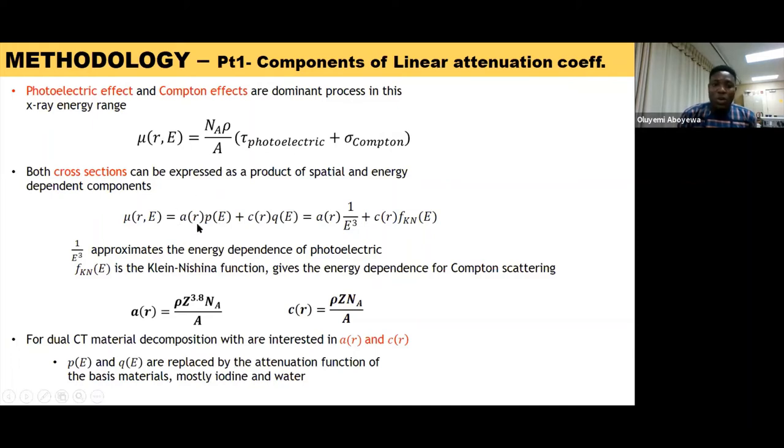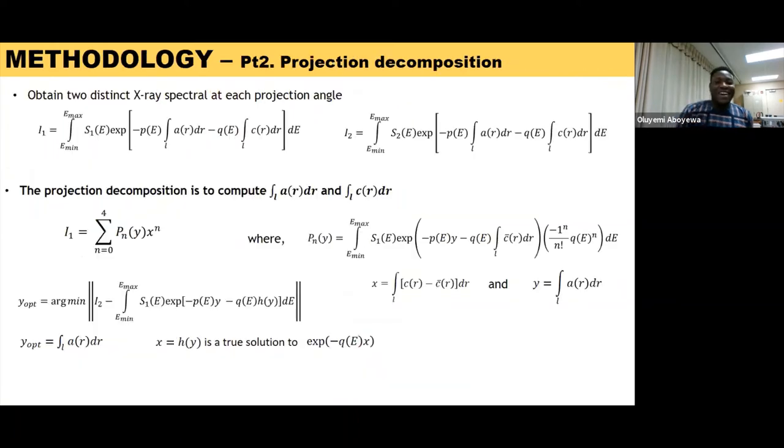But because we have a material with a lot of different compositions, we need to solve for AR and CR in that expression. That is essentially what dual energy CT is doing: factoring out the part of the attenuation coefficient that depends on the Compton effect and the part that depends on the photoelectric effect. I hope we are doing well so far. Like I said, I didn't actually prepare to present this. It was supposed to be a discussion. Nevertheless, I'll move on to the projection decomposition theory, which is what the author began to build.